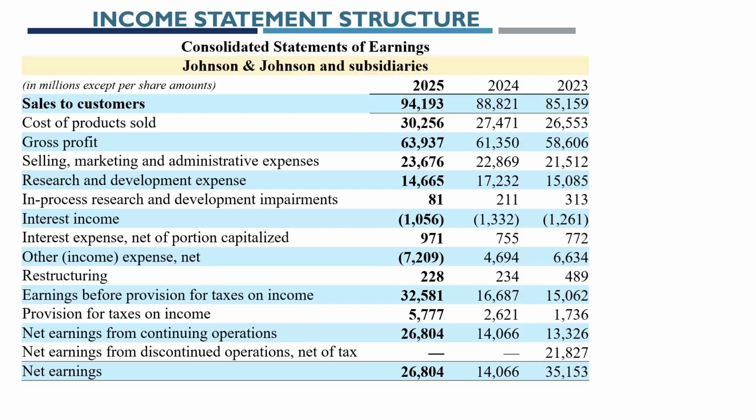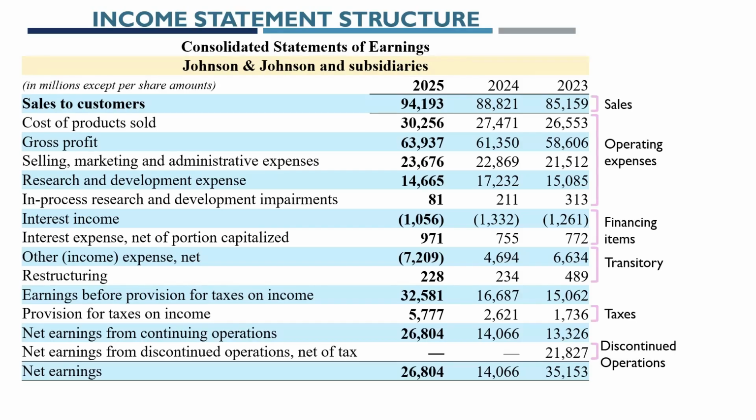So what is the order of the income statement? This is the typical structure. The first item is always going to be sales. Sometimes it's going to be called revenues, sometimes it's going to be called sales, but that is the start of the income statement. We call these the top line because they're literally on the top line.